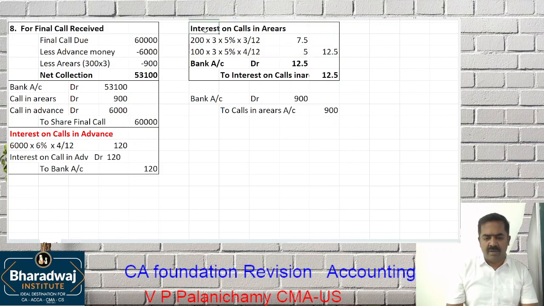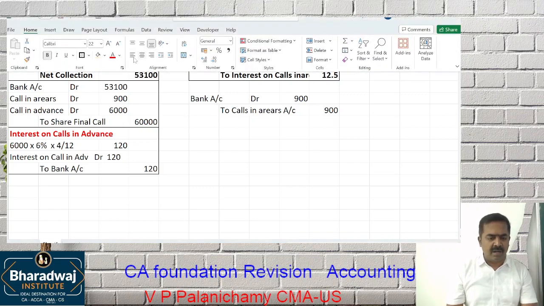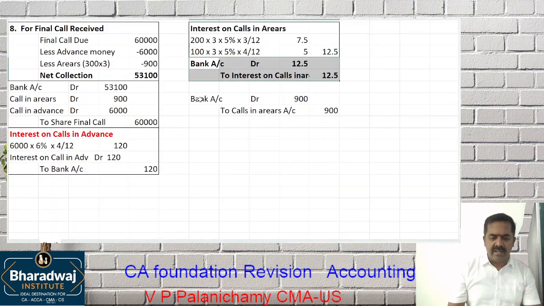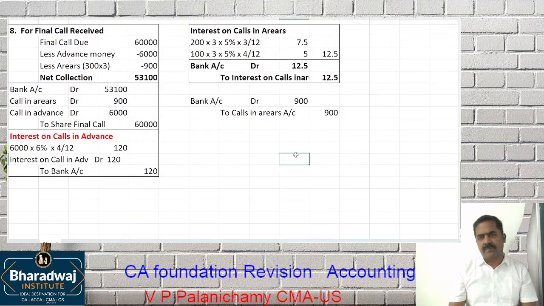So totally we have to collect how much? Bank account debit to interest on calls in advance account and calls in arrears account. Then we collect calls in arrears also. They paid the money along with the interest on calls. We collected interest as well as calls in arrears. Both are collected. Since it is collected, no cancellation, no forfeiture.